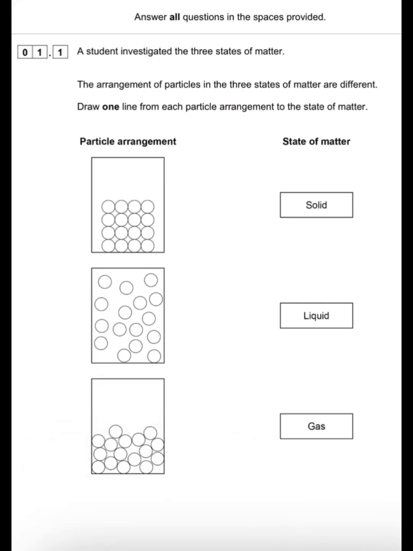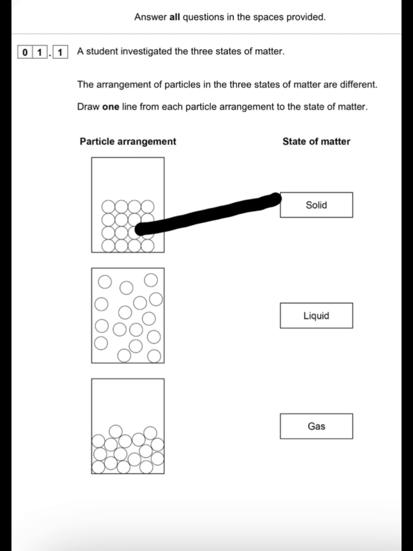Okay, so we're looking at changes of state here, and you can see you've got three diagrams of how particles are arranged in solids, in liquids and in gases, and I'm thinking to myself, which of these am I certain about? The first one I'm certain is that the one at the top is the diagram that shows the particles in a solid. So I'm going to go ahead here and join the top diagram up to where it says solid.